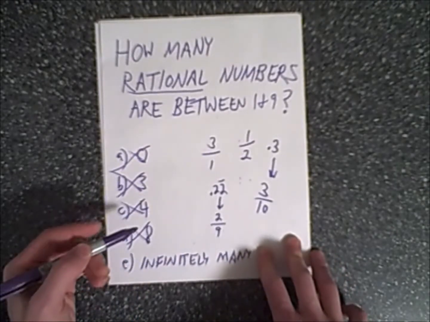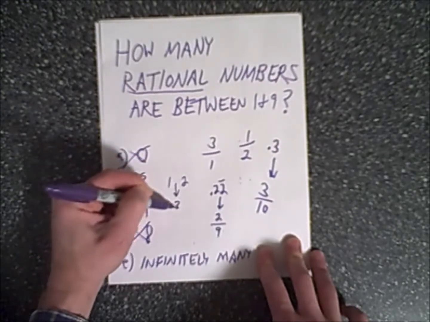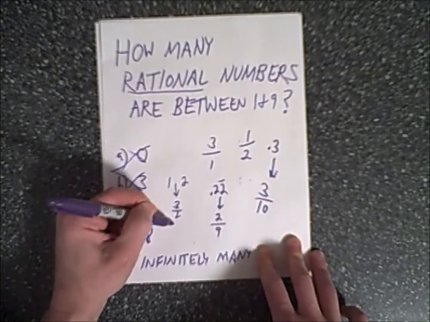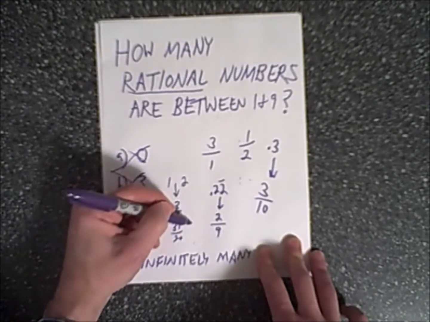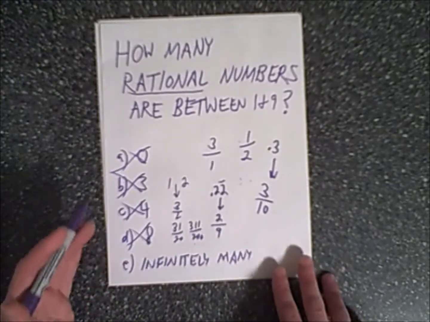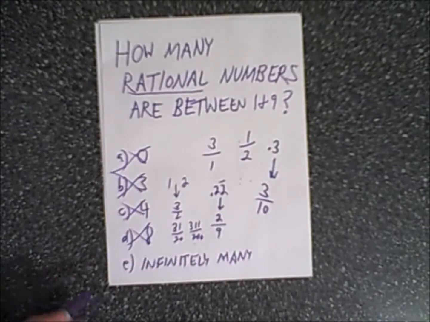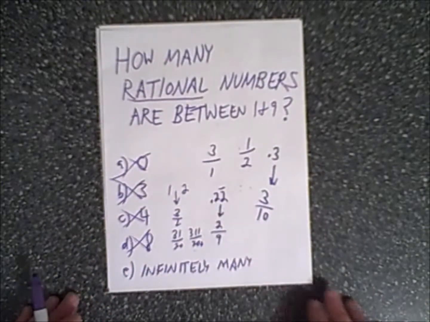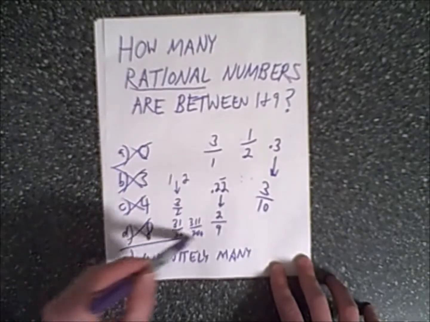So let's just take a couple examples. Between 1 and 2 even, we could have 3/2, which is 1.5. We could have 31 over 20, which is a little more than 3/2. We could have 311 over 200. All these numbers are progressively getting a little bit bigger than 1.5. We could go on and on and have infinitely many numbers that are rational between 1 and 9. E.